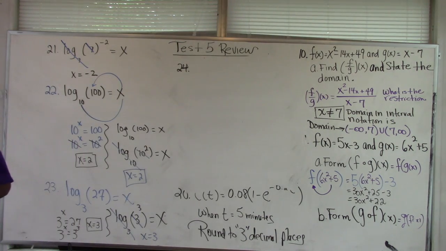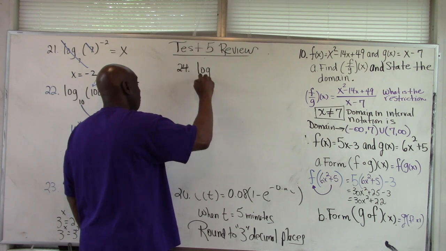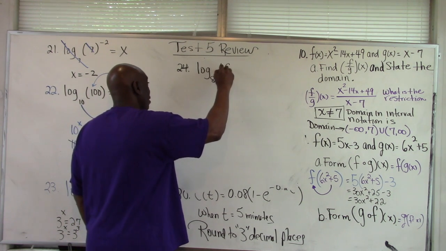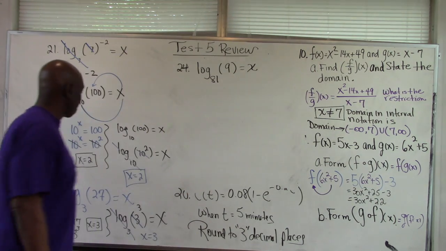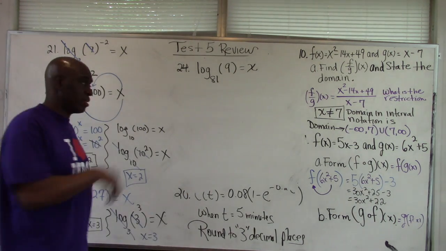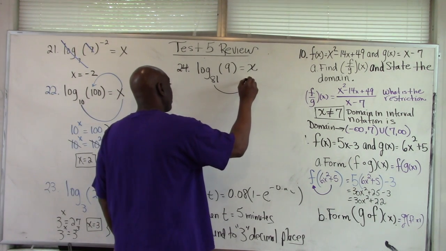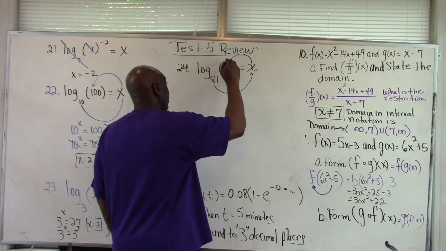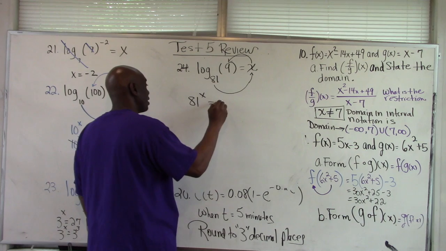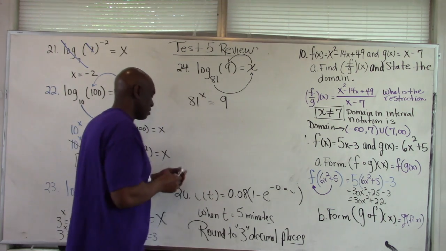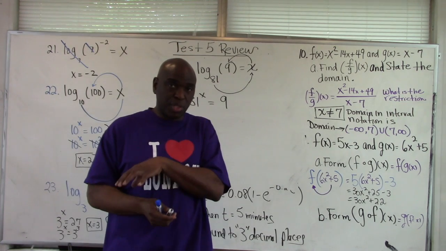How about log base 81 of 9 equals x? Alright, so 81 to the power of x equals 9. Remember, you always take the larger number and try to break it down to the smaller number, right?